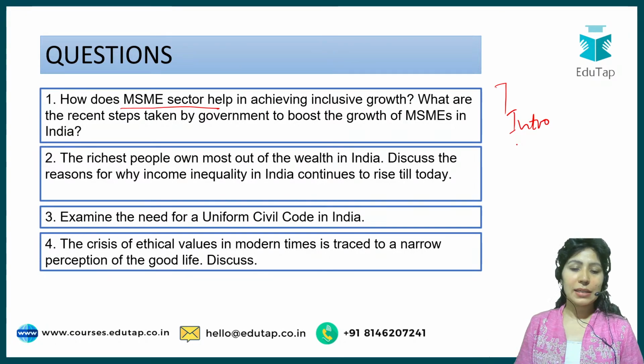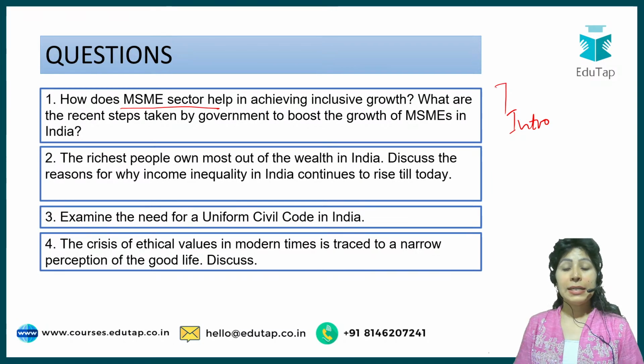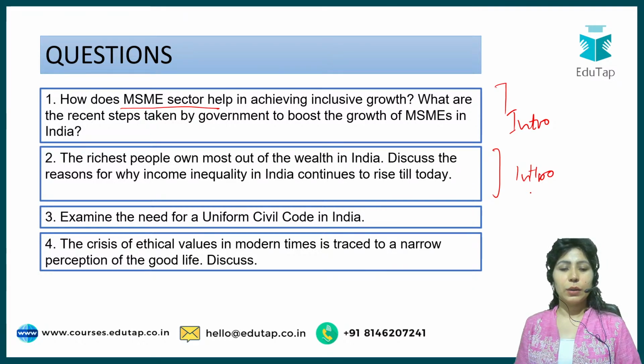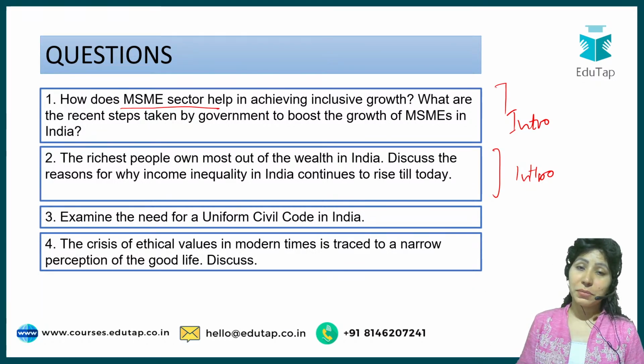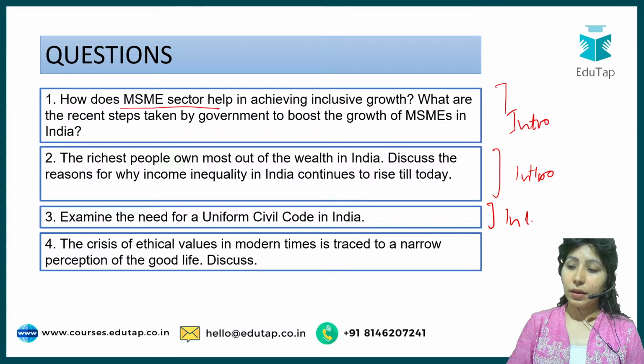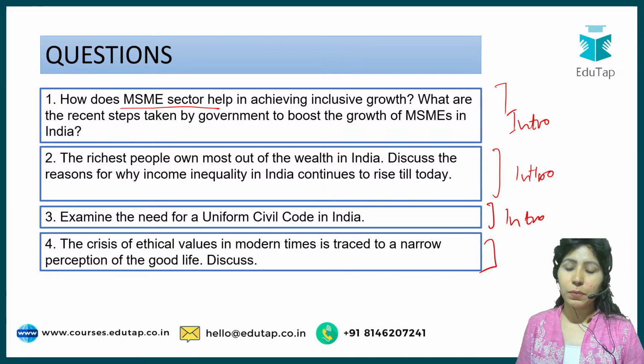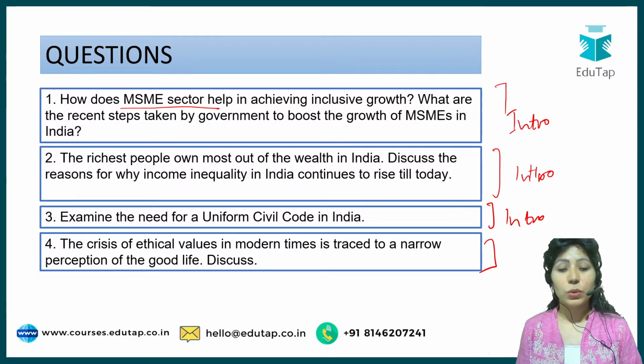Then the second one: the richest people own most of the total wealth in India. Discuss the reasons why income inequality in India continues to rise till today. Again, we created an introduction for this. All right. The third one is: examine the need for a uniform civil code in India. Again, an introduction. And the crisis of ethical values in modern times is traced to a narrow perception of the good life, discuss.